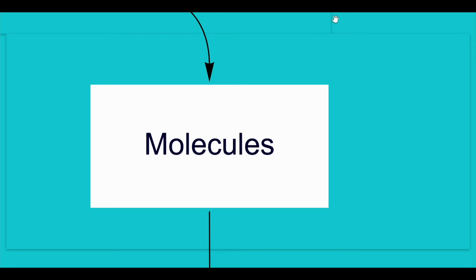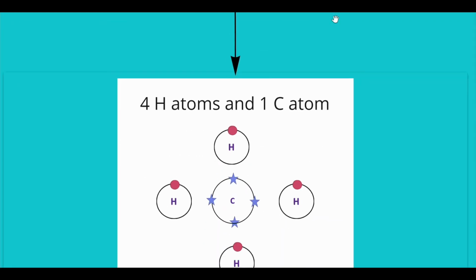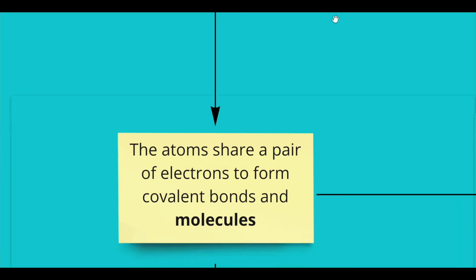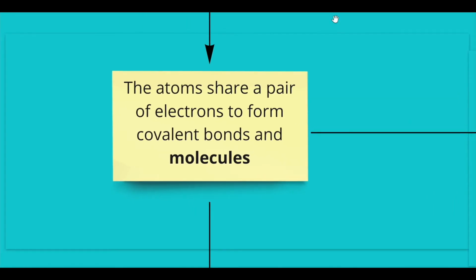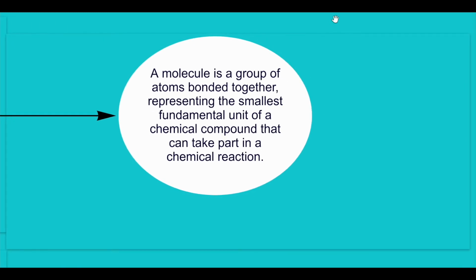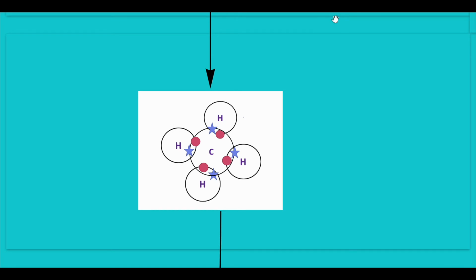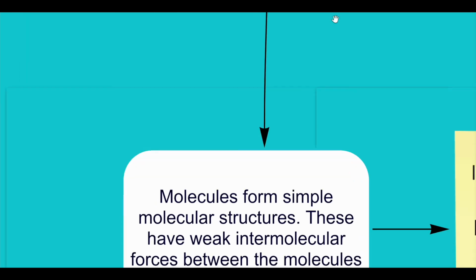So now let's look at the other type of structure, and that involves molecules. Now, in molecules, we have a set number of atoms that will join together to form a molecule. So here we're going to form methane. Methane is CH4. So they share electrons to form covalent bonds, and these form molecules. And a molecule is a group of atoms bonded together, and it represents the smallest fundamental unit of that chemical compound. So for example, for methane, that would be CH4. For ethane, that would be C2H6. And here's little methane here with the shared pair of electrons showing the covalent bonds.